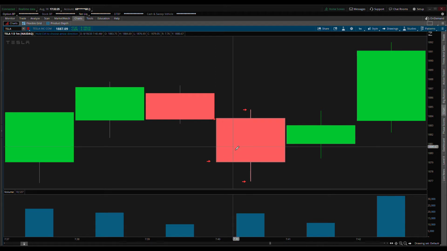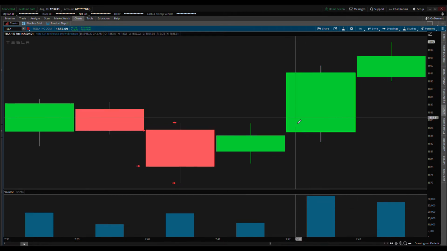So with red candles, the top of the body is always the open and the bottom is the close. But with the green candles, it's the opposite, right? Because the stock went up. So for this green candle, let's go to this one, it's a little bigger. For this candle, this was the open, and this was the close. But this is still the high, and right here is still the low.